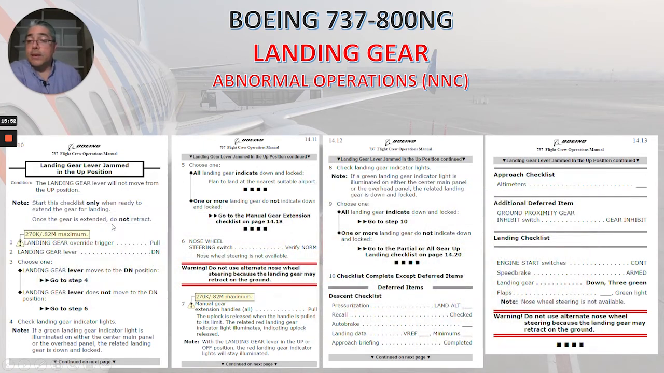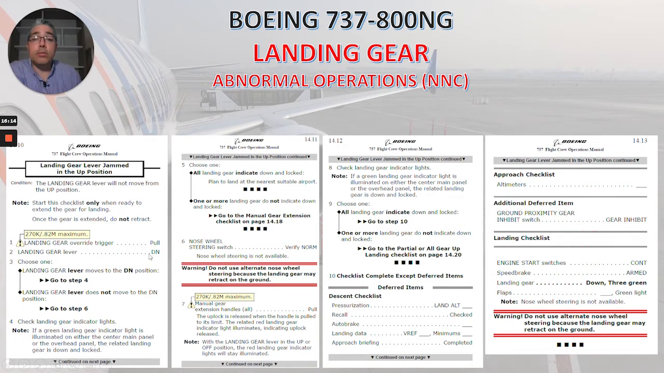So, let's review the checklist. Condition: the landing gear lever will not move from the up position. Note: start this checklist only when ready to extend the gear for landing. Once the gear is extended, do not retract. Landing gear override trigger, pull.